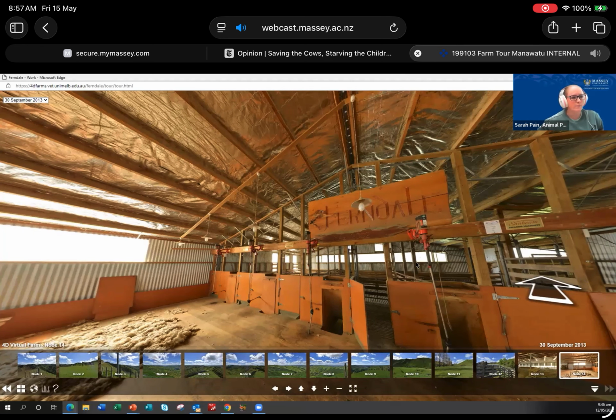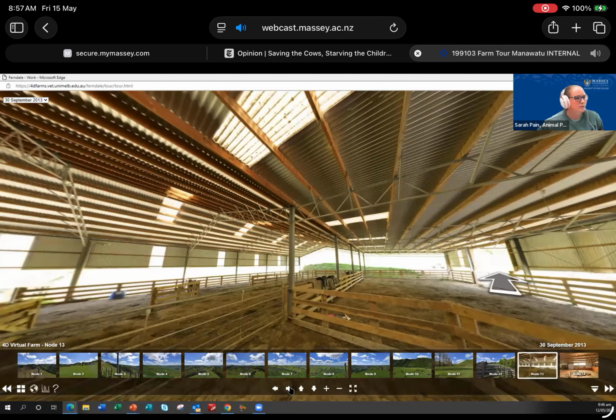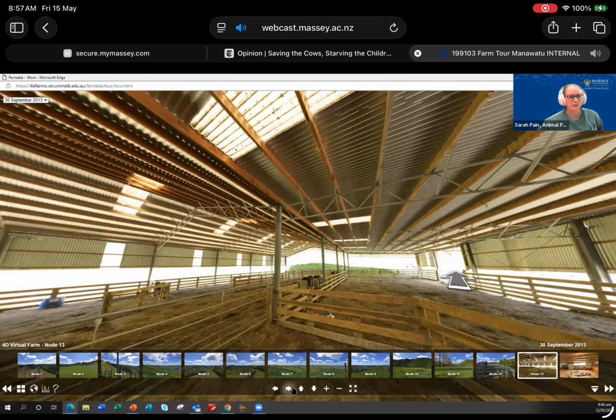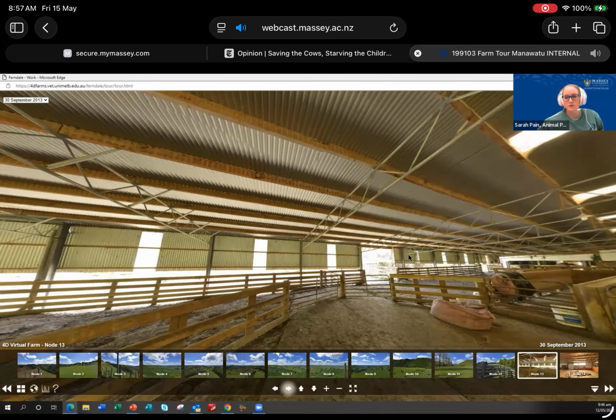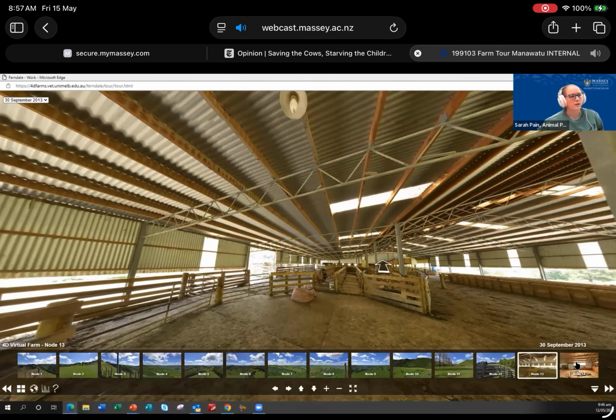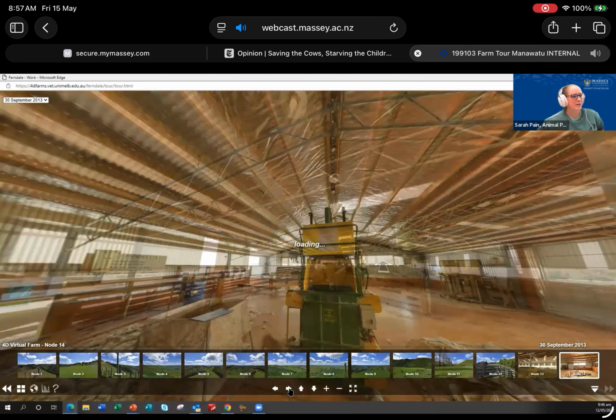So sheep will come up the back. If we go back out here, and I make everybody sick by swinging that around, there's a ramp from the yards that goes up into the shearing shed. And that, why does it keep bringing me back there?